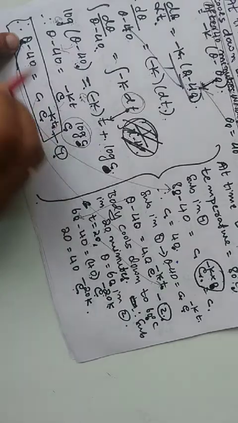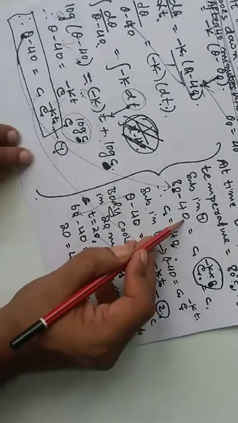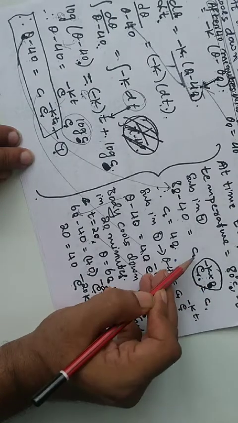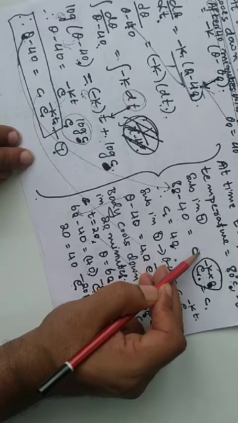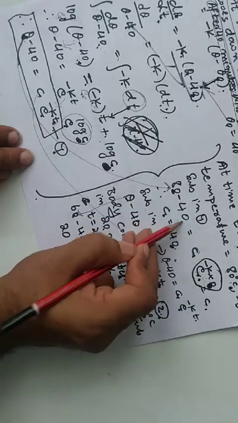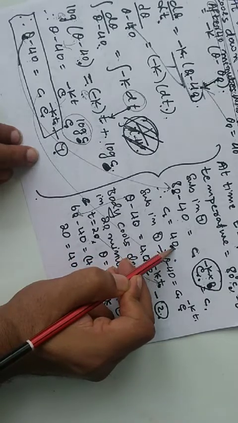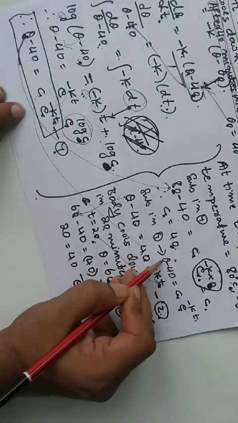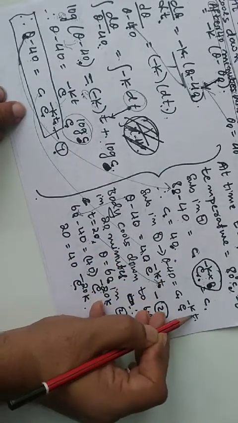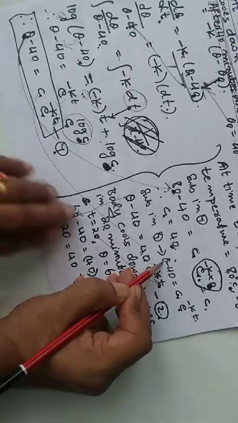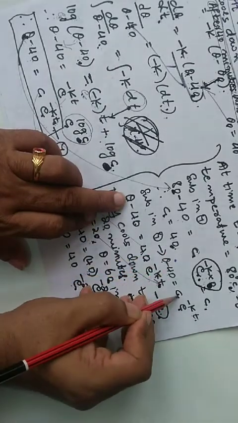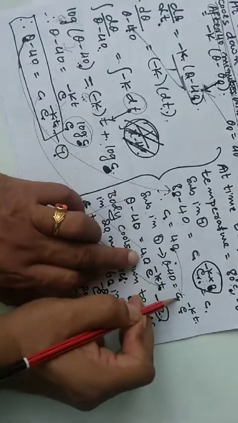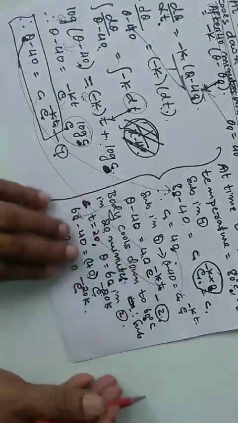In the equation theta minus 40 is equal to c into e to the power minus kt, t is equal to 0, you substitute, theta is equal to 80. So e to the power minus k into 0, what is the value? 1. So what is remaining? C only remains. So C is equal to 80 minus 40, therefore C is equal to 40. Now let us substitute the value of C equal to 40 in equation 1. What is equation 1? Theta minus 40 is equal to C into e to the power minus kt. Substituting C equal to 40, theta minus 40 is equal to 40 into e to the power minus kt.